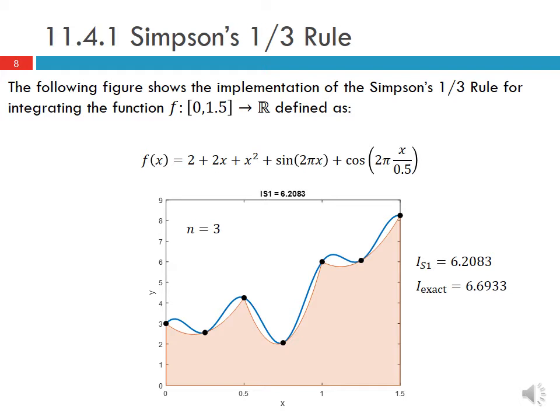This figure shows the implementation of the Simpson's 1/3 rule for integrating the function defined here between 0 and 1.5. And this is using n equals 3. So you can see that we've got one parabola between these 3 points, this is our second parabola, and our third parabola. These are the endpoints of the parabola, and this would be the midpoint. The exact integral for this is 6.6933, and the estimate using 3 intervals is 6.2083.